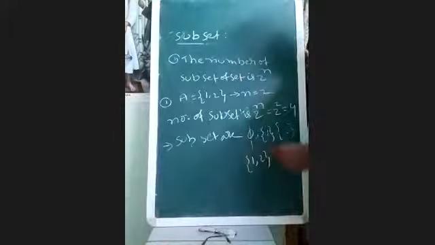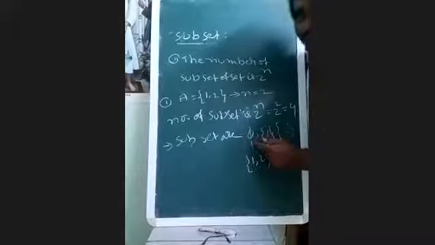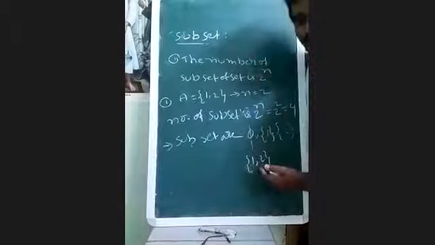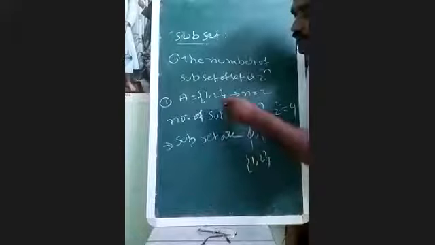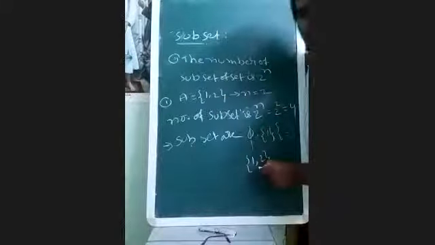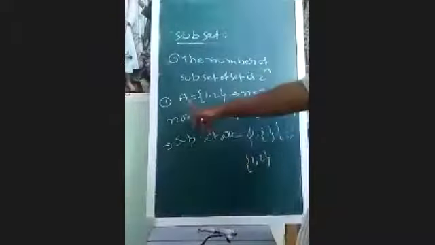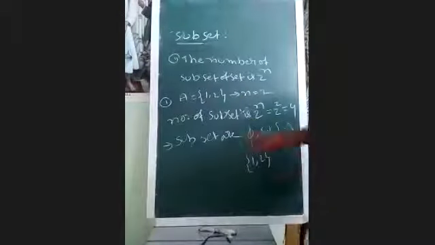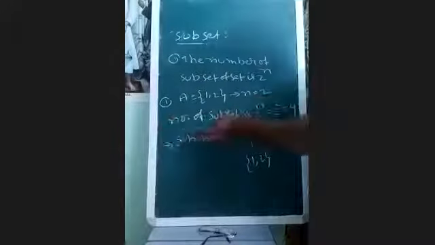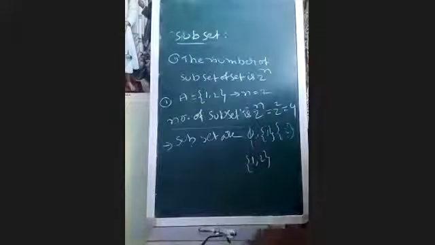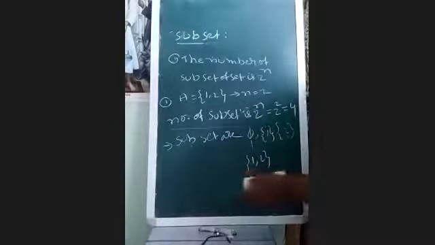You observe that phi is the null set. Phi is a subset of every set. And next the set {1, 2} itself is a subset. Are you understanding? Set A is equal to {1, 2}. In the examination we ask for the number of subsets. You write the given set and write the number of subsets.